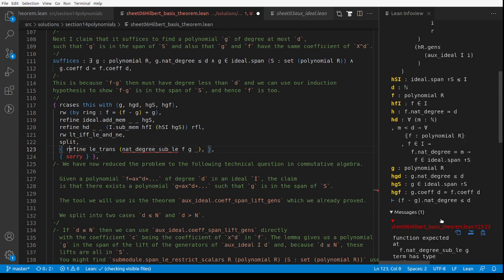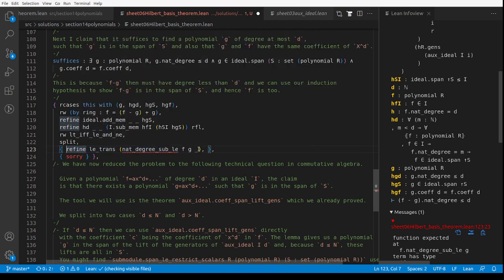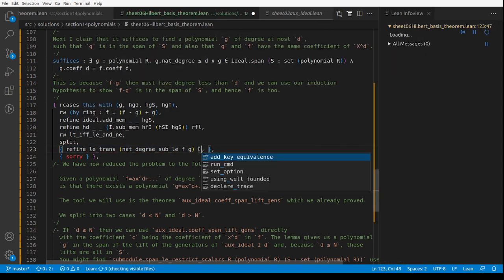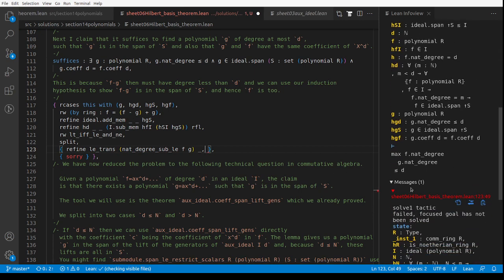Okay, well, let's make the thing. So, why doesn't this work? This natDegree_le wants P and Q, P, F, G. So what about that? How about that? Oh, there we go. That looks good. Great. And now I've got to prove that the max.